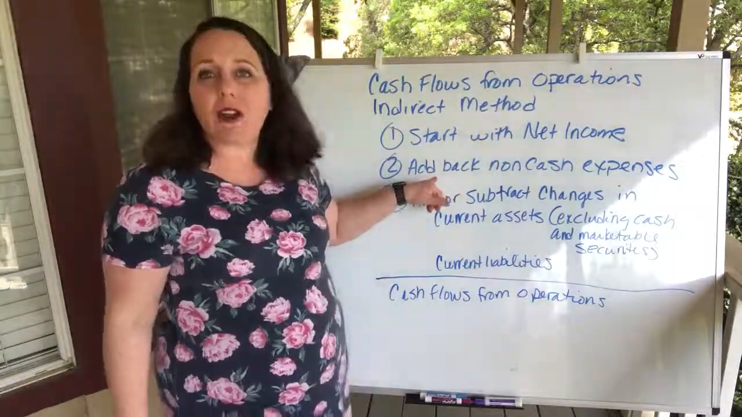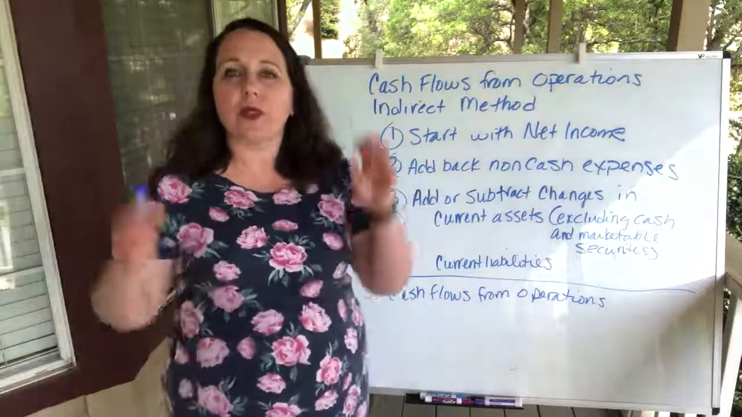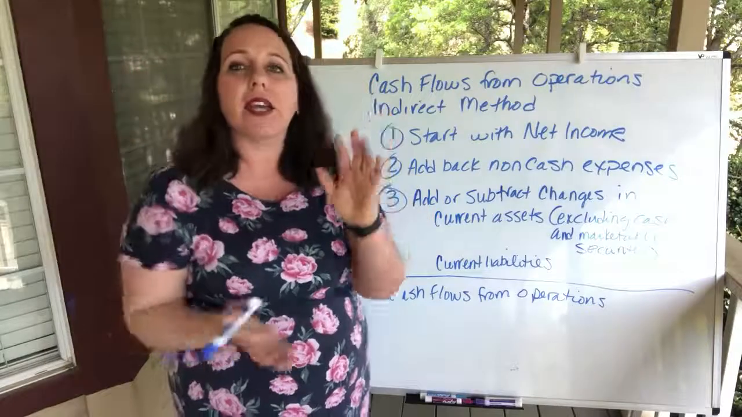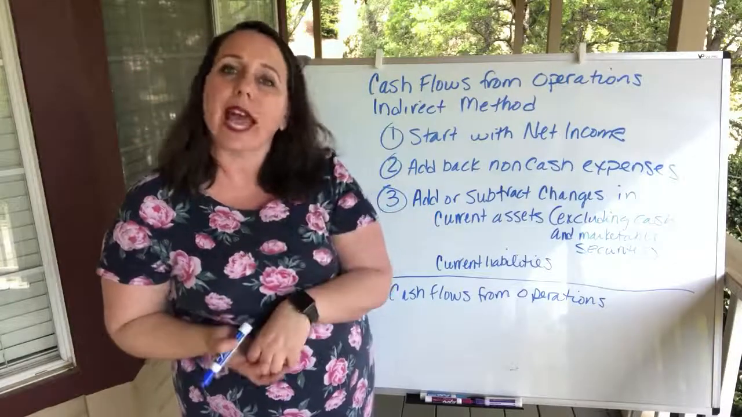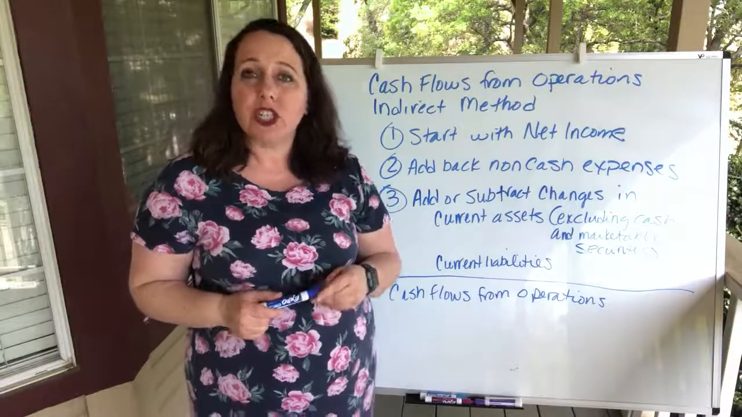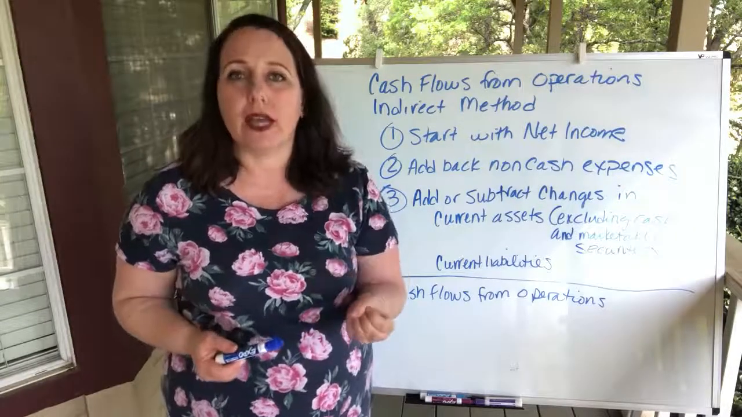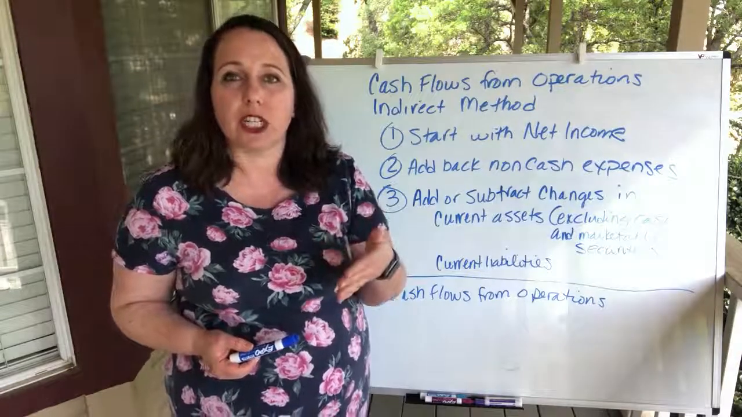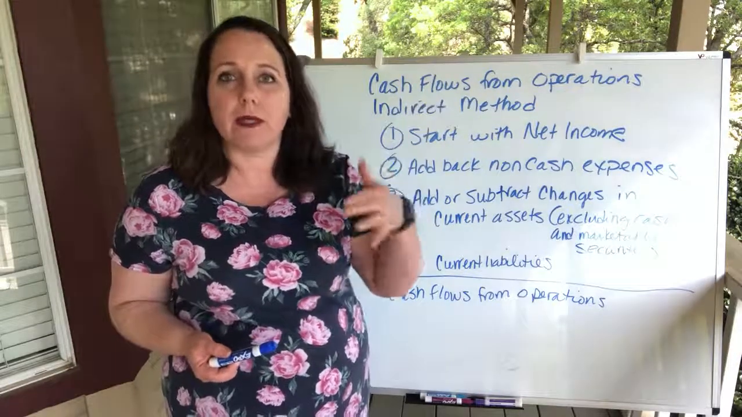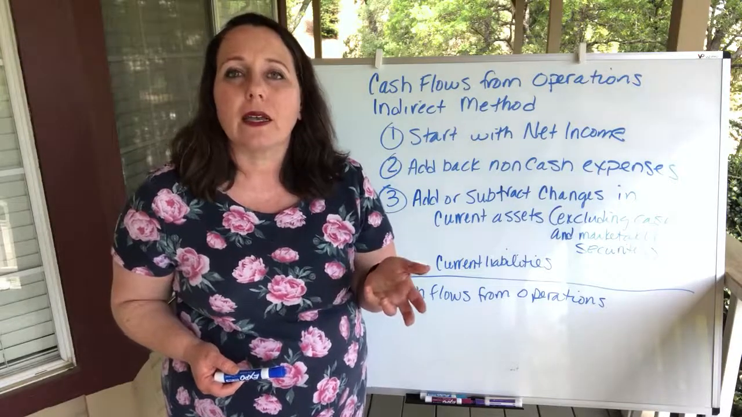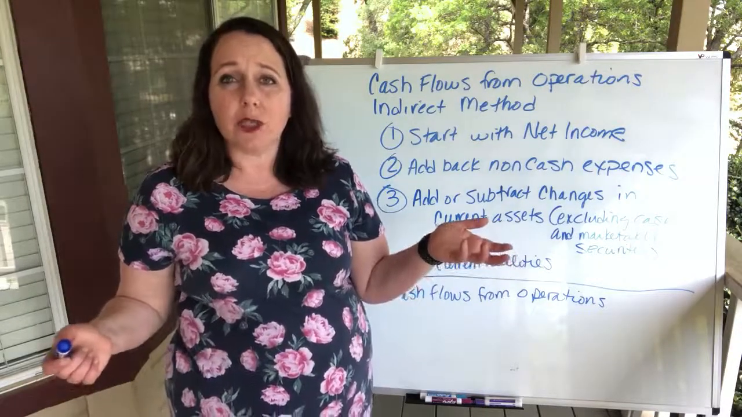Then we're going to add back our non-cash expenses. If you think about it, we're trying to take our accrual basis net income and create what our cash basis net income would have been. Expenses like depreciation expense decrease our net income. Our accrual basis net income is smaller if we have depreciation expense because it's an expense. Revenue minus expense equals net income. So we're going to add that back because there was no cash involved in depreciation.